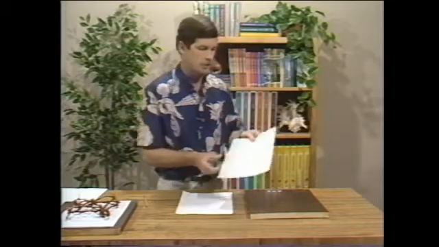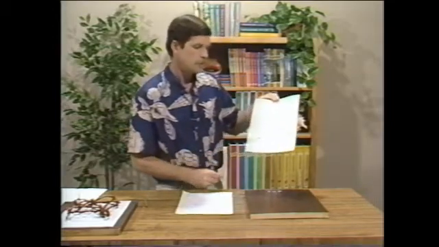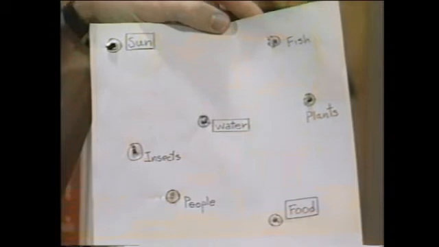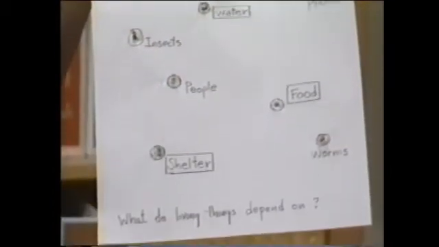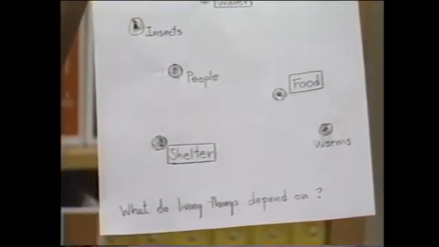You can use this template to make other boards that match this one. You should have about 1 board for every 3 students when you work in your groups. The other thing you can do with the template is make handout sheets. This first one is called What Do Living Things Depend On? And I have 4 main items: sun, water, food, and shelter. I also have some plants and animals listed around them.